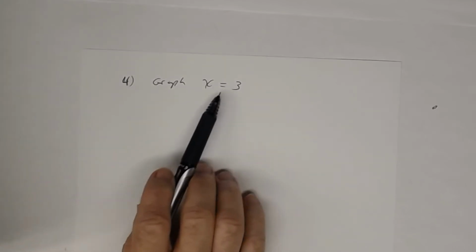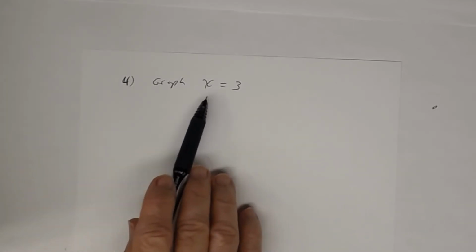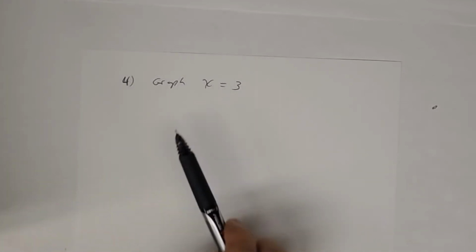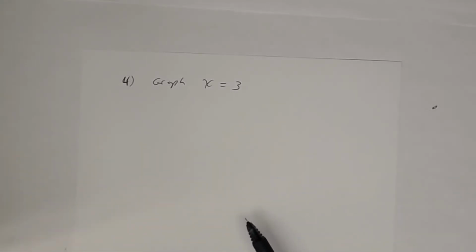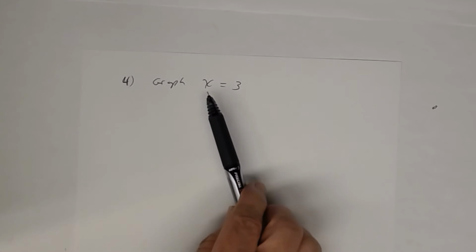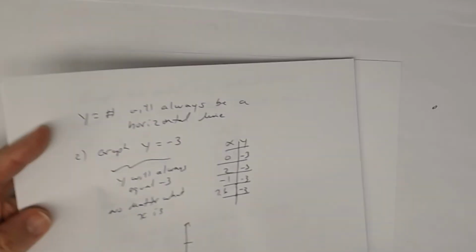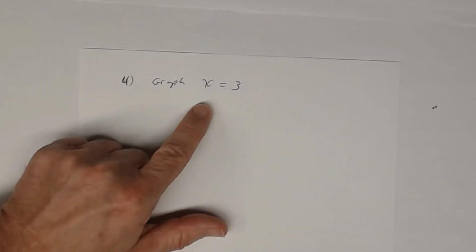But what if it's x equals a number? Notice there's no y value. So if there were both an x and a y, it would either rise or it would fall. Okay? But notice there's only one variable and it's x. This time it's x. Here is y. We know that y equals a number is a horizontal line. So let's look at this.